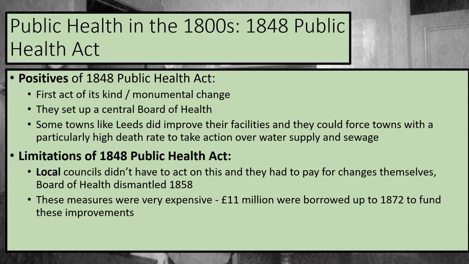Now, as a result of that, most towns don't bother. They argue they don't have the money for it and that they shouldn't make the ordinary people pay for it. So it was really expensive. If we look at that figure there, £11 million was borrowed up to 1872 to fund these improvements. Now, that is a lot of money back then. We're talking about the equivalent of over £1 billion in today's money. So they did spend some money on it. However, because it wasn't compulsory, most towns chose not to do anything about this because they felt that they didn't have the resources available to do it.